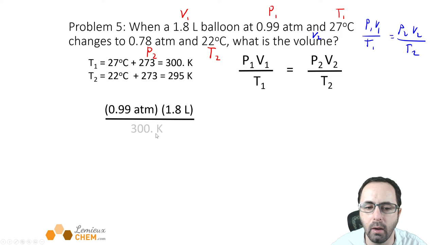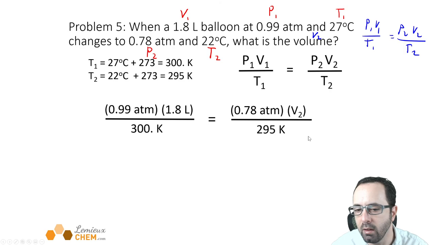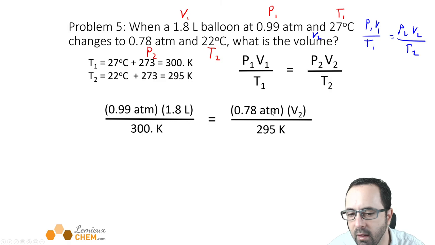And that's going to be equal to, and then P2. So P2 is 0.78 atmospheres. We'll put that here. Times V2. V2 is what we're trying to find. And then over T2, which we'll put the Kelvin amount, 295 Kelvin. And so what we want to do is get V2 by itself. So now we've got two things to get rid of on this side. We've got to get rid of the 0.78 atmospheres, and we've got to get rid of the 295 Kelvin.